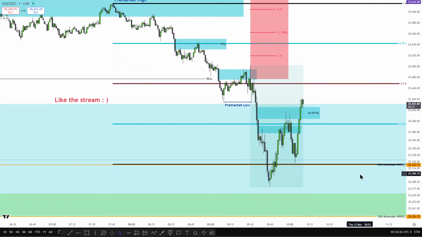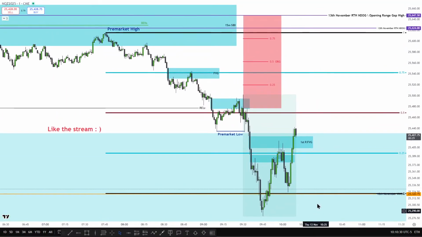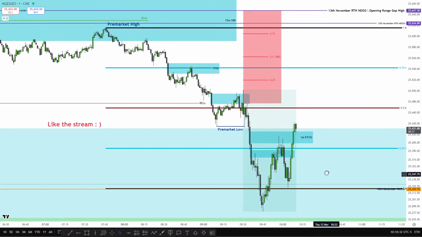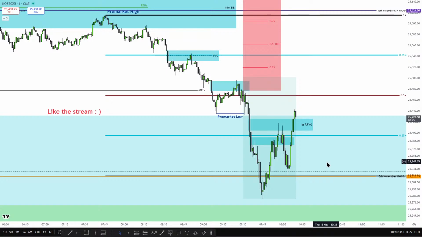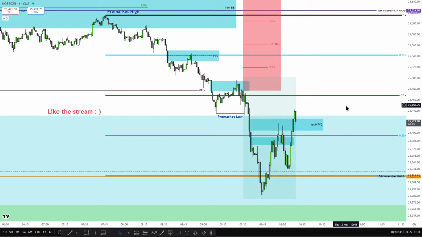Again, though, my perfect thing would have been if this got taken. It didn't. See if that's an institutional inversion fair value gap when inversion first presented. Nah, it's already too deep.